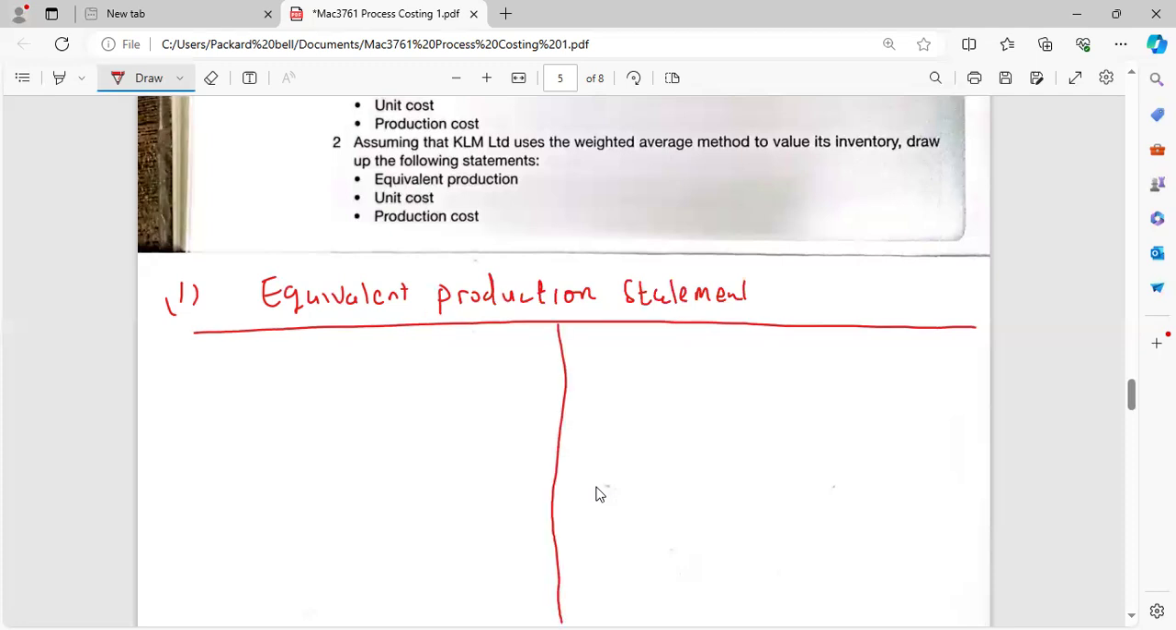So your equivalent production statement will have input units.